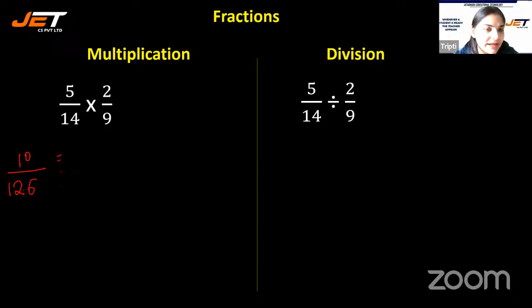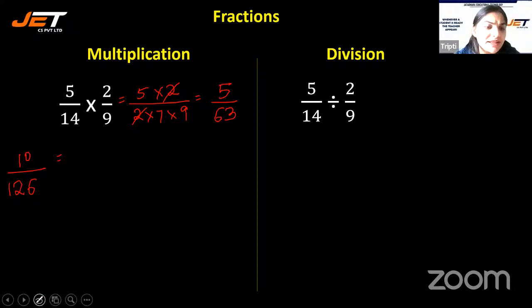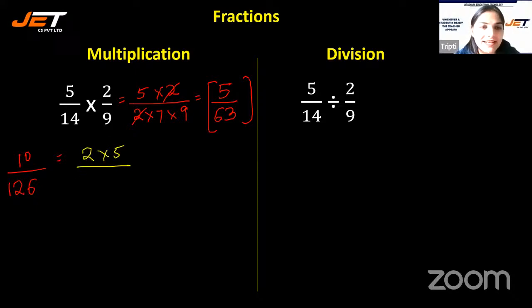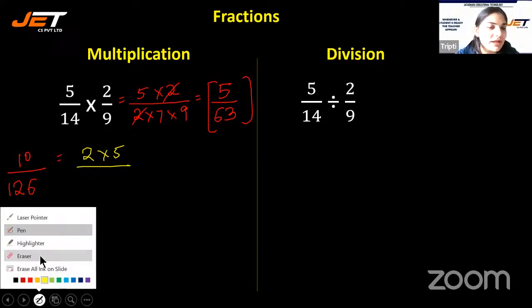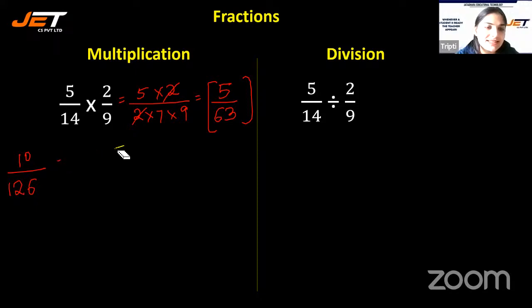This can be simplified. So let's see if I can simplify it here. 5 times 2 and 14 can be written as 2 times 7 and 9 as it is. So 2, 2 cancel. 5 here. 7 times 9 is 63. Okay, and if I want to simplify this, okay, here I got this answer. And if I want to simplify this, how will I do it? 2 times 5. Okay, and then again, you have to do the same thing, 2 times 7 times 9. So you can say that this is the answer, the first one, 5 by 63.